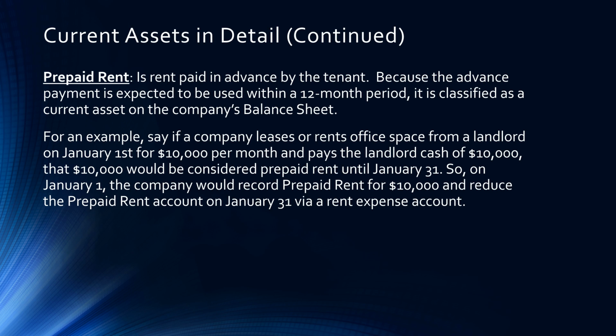So for an example, say if a company leases or rents office space from a landlord on January 1st for $10,000 per month and pays the landlord cash of $10,000 on that day, that $10,000 would be considered prepaid rent until January 31st. So on January 1st, the company would record prepaid rent for $10,000. And they would reduce the prepaid rent account on January 31st via a rent expense account when they actually occupied that space for that amount of time. So that's how prepaid rent works.